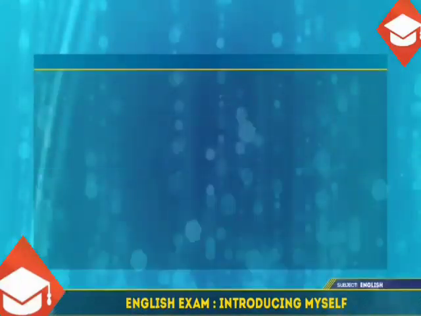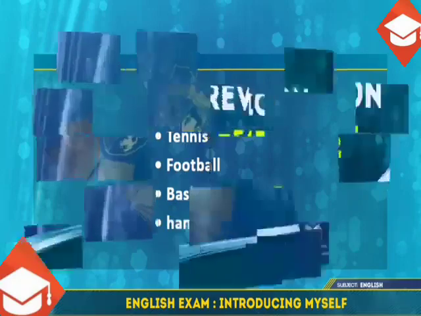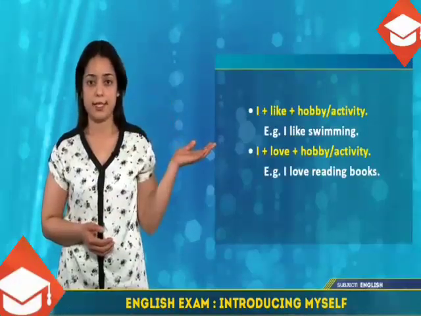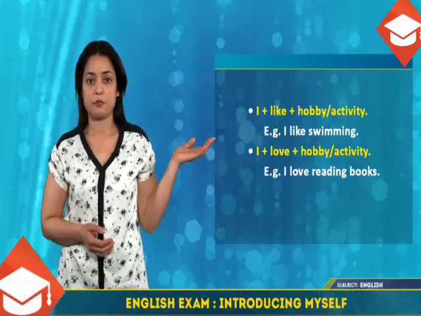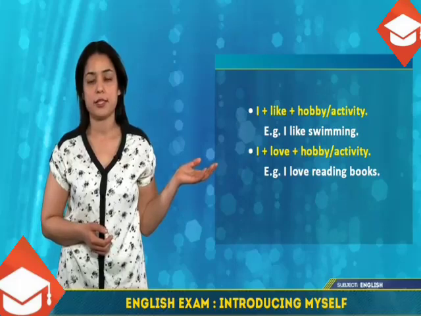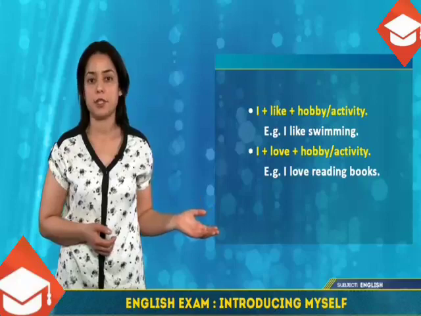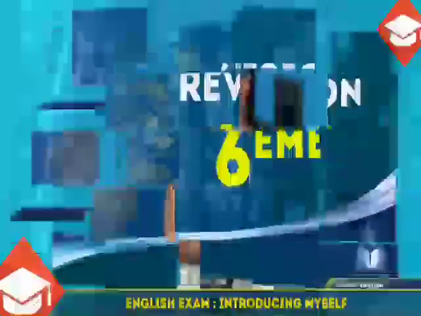You can also have lots of activities like swimming, playing tennis, football, basketball, handball. The rule is very easy here too. It's I plus like plus hobby or activity. For example, I like swimming. Or if you like this hobby very much, you can say I plus love plus hobby or activity. I love reading books, for example. Now you know how to say your name, age, the country where you live, and your favorite hobbies and activities.